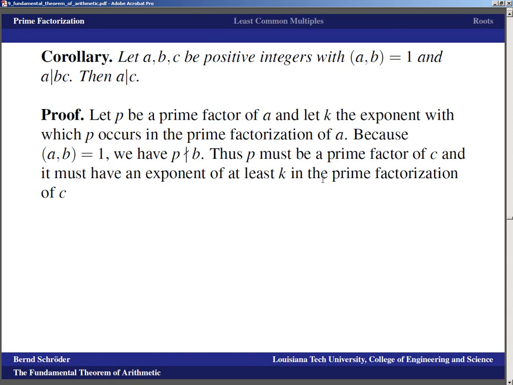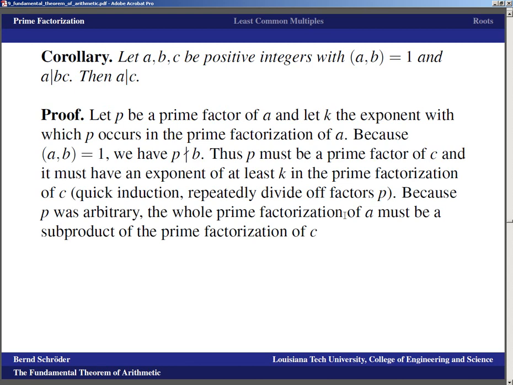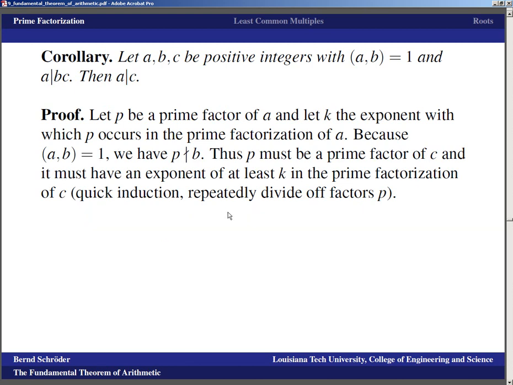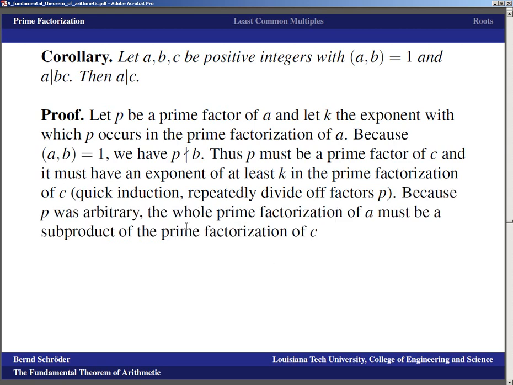And it must have an exponent of at least k in the prime factorization of c, and that's a quick induction where you repeatedly just divide factors p off of c and keep using the fact that a over p divides b times the c with the other factors divided off. That is something that I deliberately leave to you as an exercise so that you can fully understand that part of the proof. And because p was arbitrary, the whole prime factorization of a must therefore be a subproduct of the prime factorization of c, right? Every p to the k that occurs in the factorization of a will also occur in the factorization of c. And that means that a divides c, and that's what we wanted to prove.